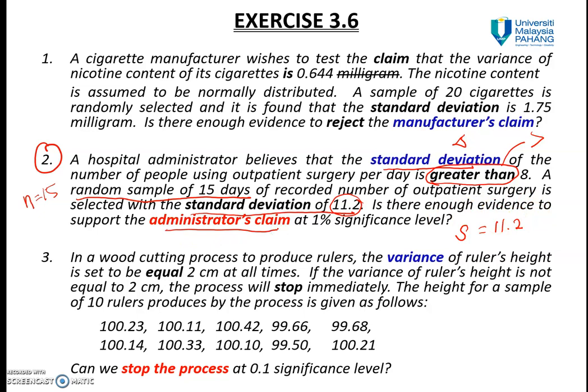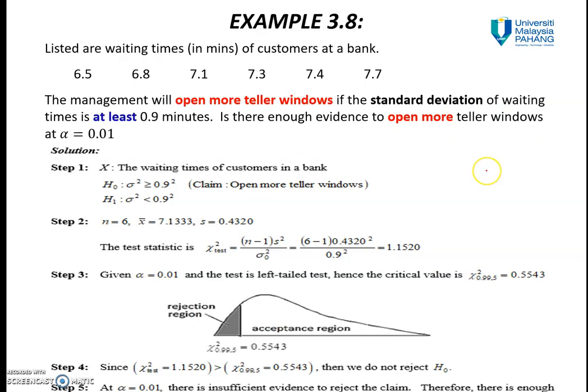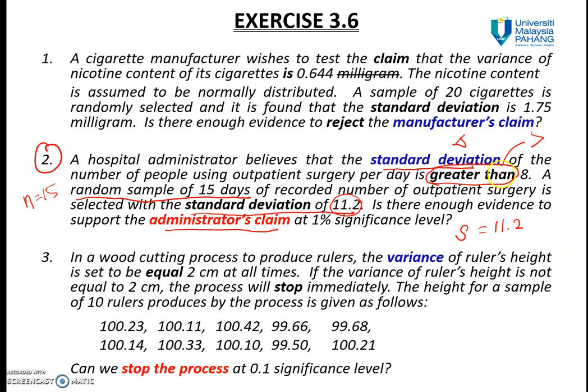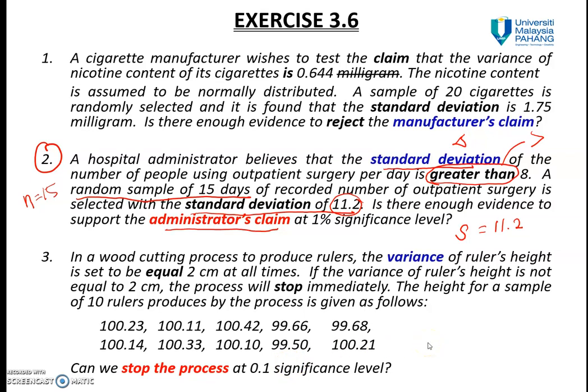Now the question: is there enough evidence to support the administration's claim? What is the administrator's claim? The standard deviation is greater than 8. So this is hypothesis testing. Again, for the traditional method, you have 5 steps. Your first step is to write down your hypothesis testing, your null hypothesis and H1.